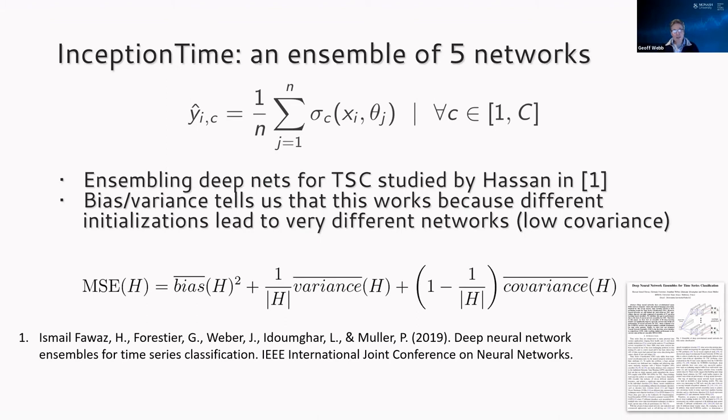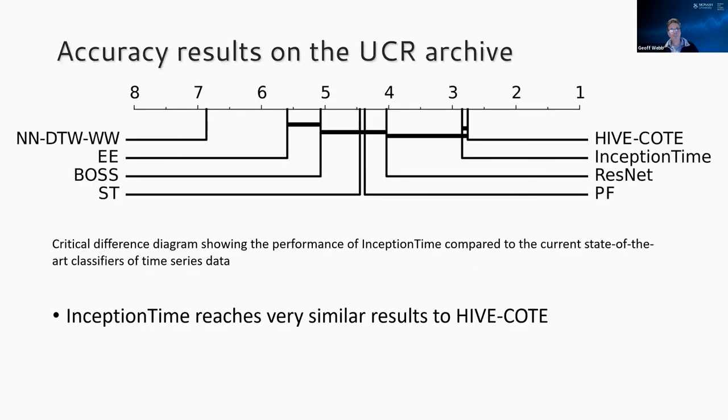We found that this is a very effective technique, but it had relatively high variance. So we ended up doing an ensemble of 5 of these. There's high variance because the process of training these is not a convex optimization problem, so it's not possible to find a global optimum. We end up in local optima, and if we ensemble multiple of these local optima, we get a very good overall result. To cut a long story short, we get comparable accuracy to Hivecoat.